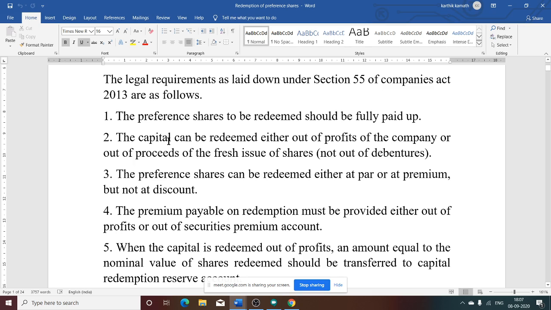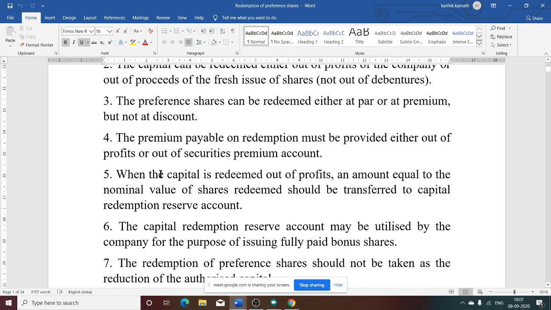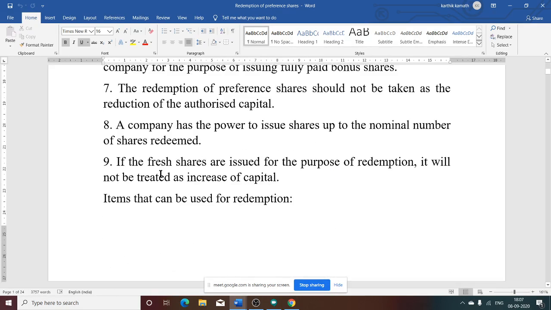First thing is shares must be fully paid up. Then, we cannot utilize the debenture for the purpose of redemption. We have seen all that. Then how to settle the capital, how to settle the redemption premium, why we need to create a capital redemption reserve account, what is bonus issue, what is final call. Various things come up, and all of that we discussed in the previous class.